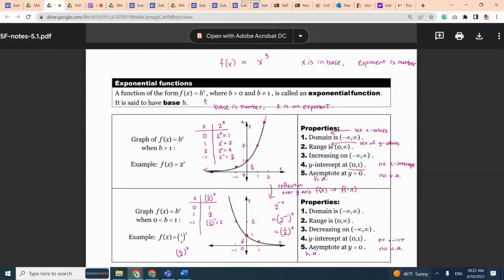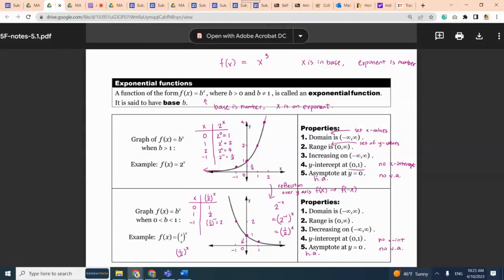Okay, first case, if b is greater than 1. Let's use some example. Let's use 2. 2 is bigger than 1, right? So let's look at 2 to the x. Well, remember when we draw a graph, you want to draw a table, you have the x value here, and you have the y value here. X, let's take 0. Yeah, you want to plot some points near the origin, right? You plug in x is 0. Whoa, what's 2 to the 0? 1. 2 to the 0. Whatever number raised to the 0 is 1, right? So therefore, you plug in 0, 1 here.